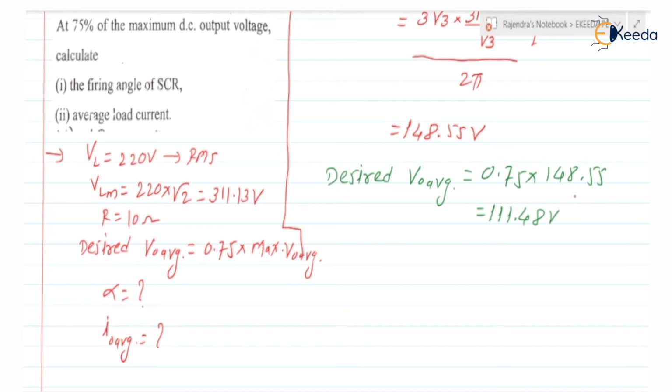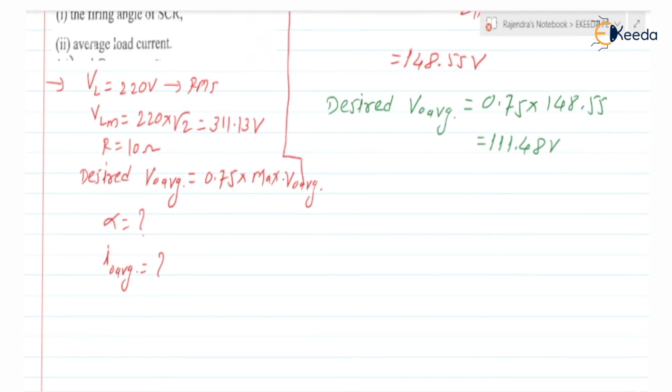0.48. Okay, this is the desired V0 average. Next we need to check whether this desired V0 average is less than or equal to the V0 average for alpha equal to 30 degree, right? So we need to check whether it is less than or greater than. Let us first find the V0 average for alpha equal to 30 degree.